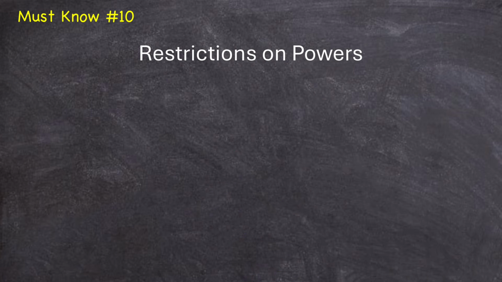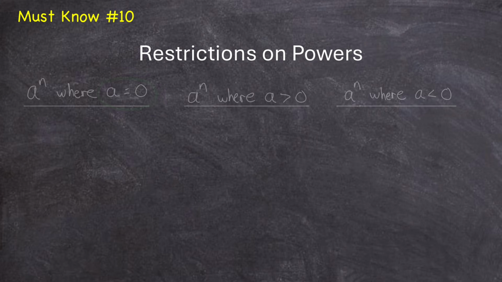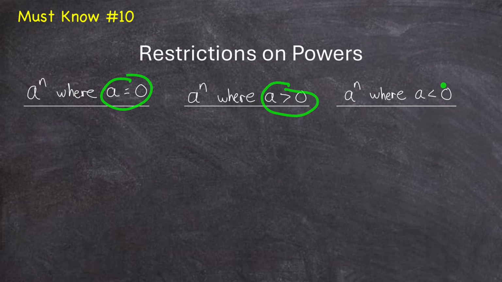And in the last section of this video, I want to go over some restrictions on powers. All of these powers we've been working with, they're only defined for certain values depending on what the base and the exponent of the powers are. So let's go over 3 different scenarios. For this power, a to the power of n, we're going to look at 3 scenarios for the value of a. If a is equal to 0, if a is greater than 0, and if a is less than 0. And then for each of those scenarios, we'll look at what values of the exponent, n, make the expression defined and which make them undefined.